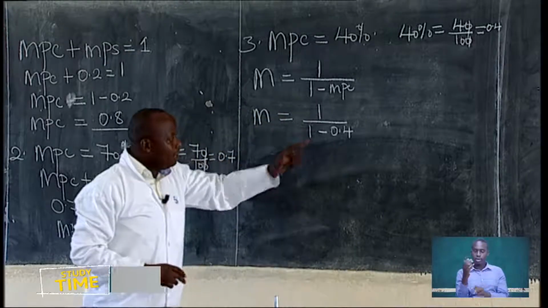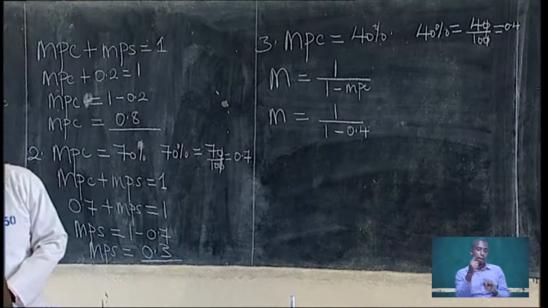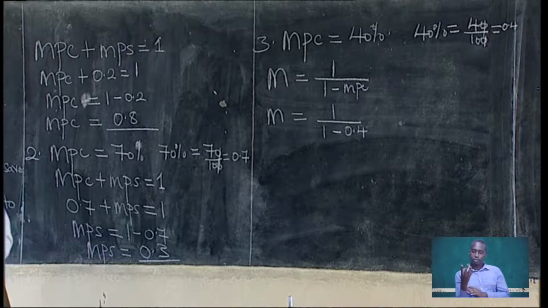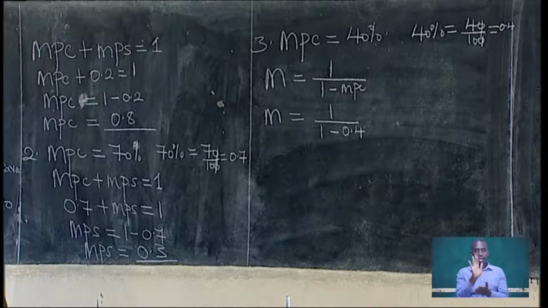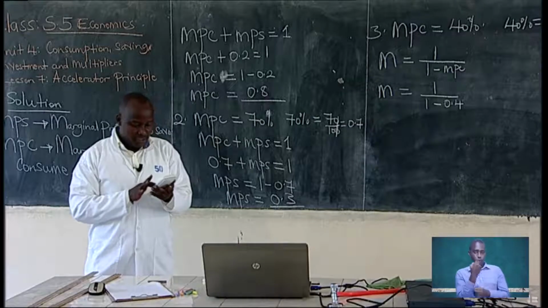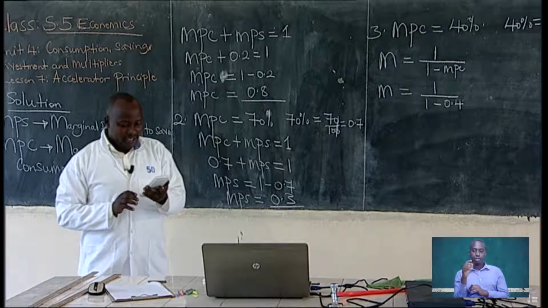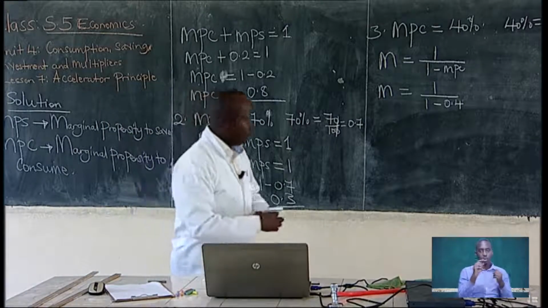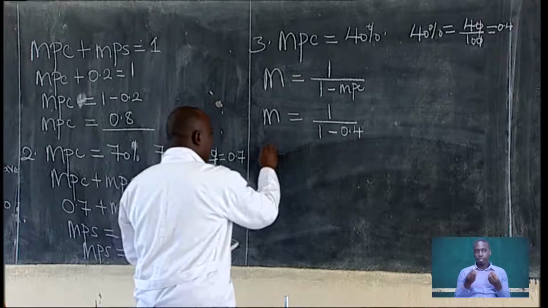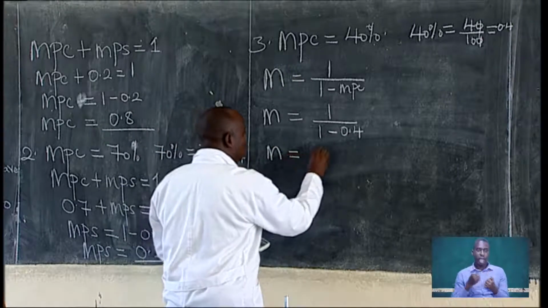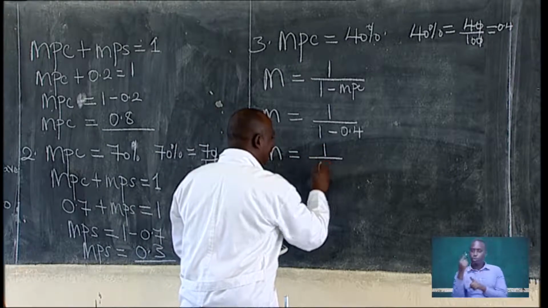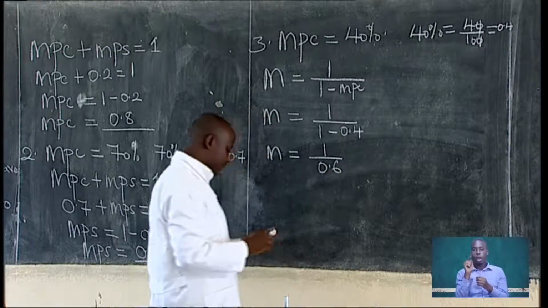Now, if you get 1 minus 0.4, learners join me. Hope you have your calculators to calculate this. If we get 1 minus 0.4, it will give us 0.6. Now, our multiplier is equal to 1 divided by 0.6.